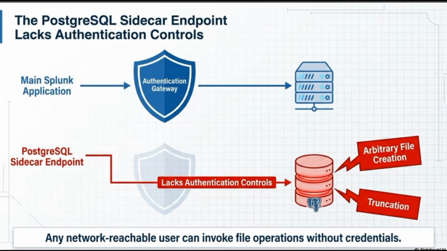But the PostgreSQL sidecar endpoint has no authentication control whatsoever. None, zero, completely open to use. This means, and this is the key line, any person who can reach your network can send commands directly to that sidecar SQL Postgres server and then perform file operations, creating files on your server, deleting data, modifying records without a single username or password.